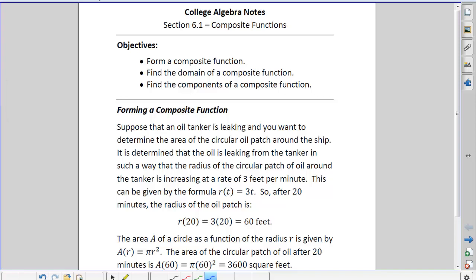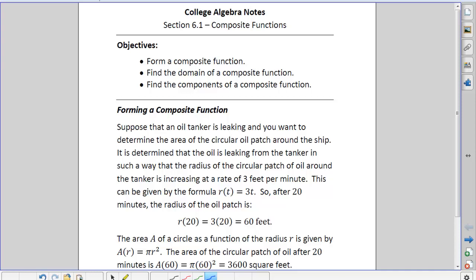Section 6.1 is composite functions, and so it shouldn't be surprising at this point that we're starting a new chapter, getting into chapter 6, and we are talking about functions. Like I mentioned way back in the beginning of the semester, this whole first 3 chapters we're going to be working on is about functions, and so we introduced the basic idea of the function in chapter 3. In chapter 5 we looked at polynomial functions and rational functions, and then in chapter 6 we're going to continue exploring some different types of functions.